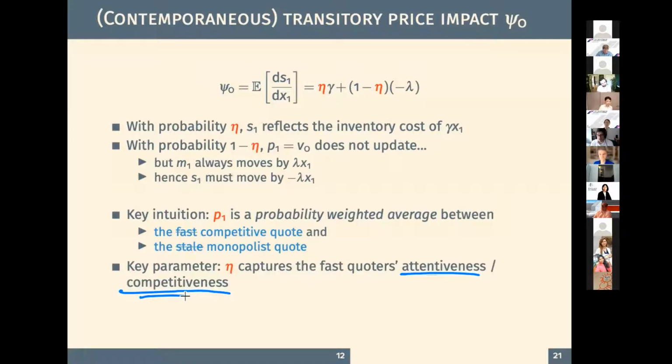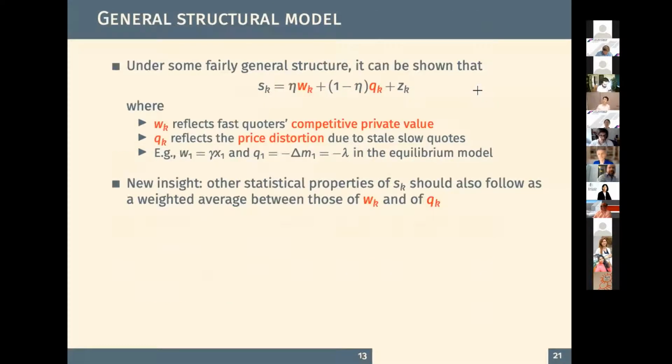Okay, this is how I explain the negative sign here. It can be negative. But the same intuition can be extrapolated. In a more general structural model I write down, I can show that the transitory pricing, the price pressure SK is in general a weighted average between WK and QK. What is WK? It's sort of like the private value of the fast market makers. And the QK is the price distortion due to the slow quotes. We have seen that this kind of weighted average has resulted in a negative transitory price impact.